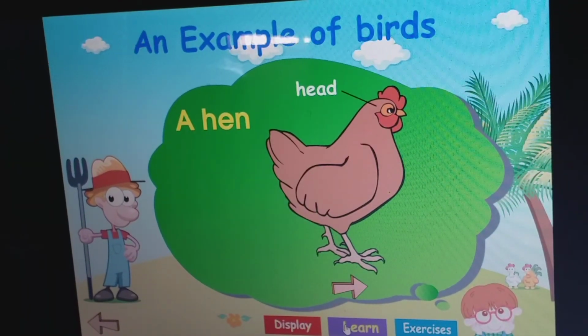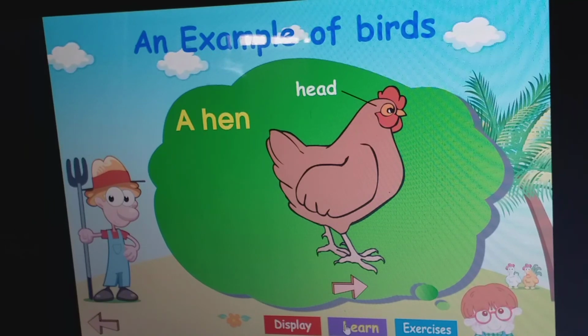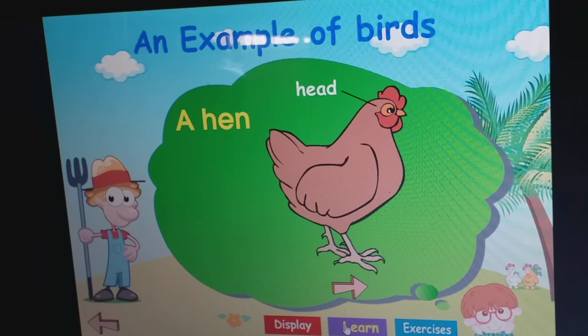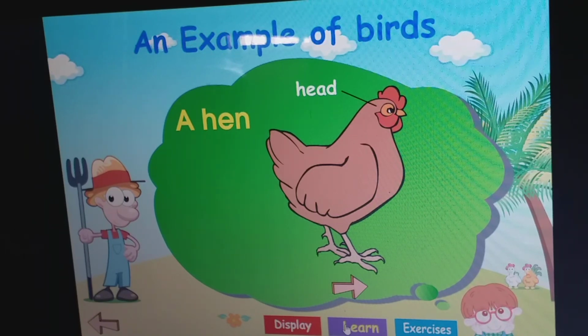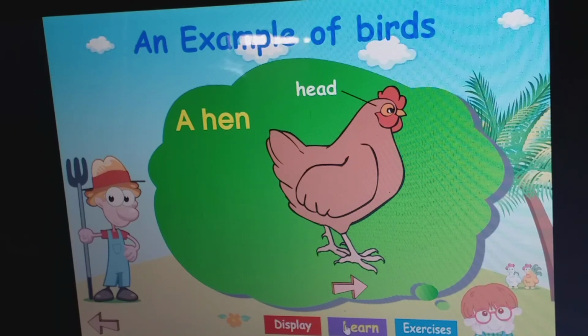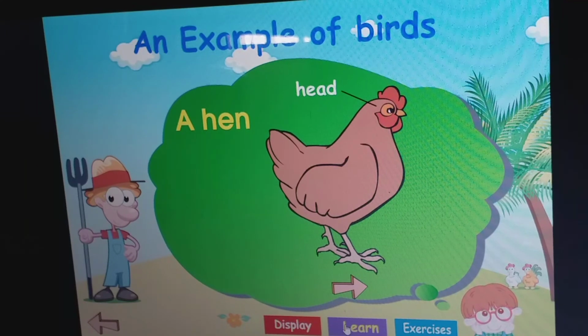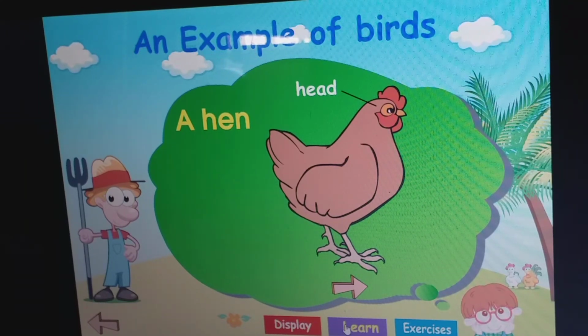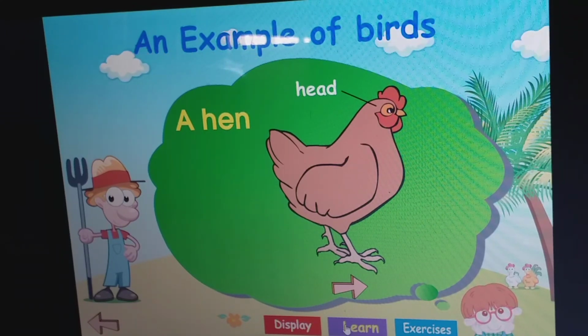Okay, an example of bird, it is a hen. A hen is a female chicken. A female chicken produces eggs. Not like a male chicken, which is a rooster. This is the opposite of hen. A rooster is a male chicken.